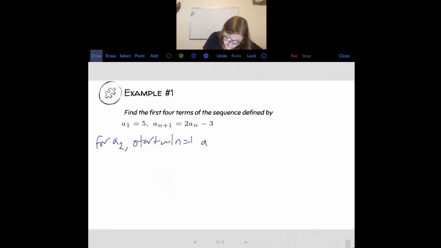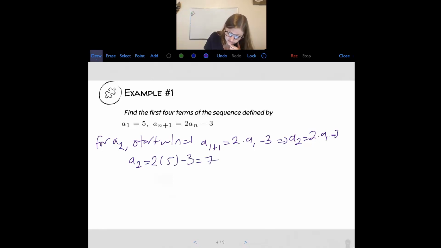Okay, so we have a sub 1 plus 1 is equal to 2 times a sub 1 minus 3, which means that a sub 2 is equal to 2 times a sub 1 minus 3. Now notice we know what a sub 1 is, so we have to use that term that was given to us in order to find the next terms. Okay, so we have a sub 2 is equal to 2 times a sub 1, which is given to us as 5, minus 3, which gives us 7. Okay, so a sub 2 is equal to 7.